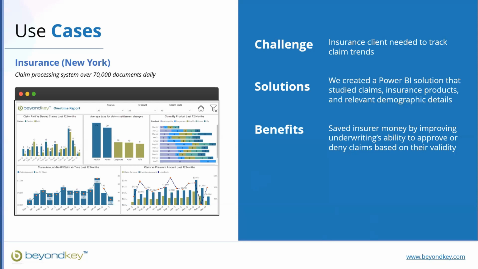So if you could take a look at all the different trends based on previous claims, and you can take a look at the different insurance products you have, along with relevant demographic details that help you understand what's going on with these trends, the insurer was able to save money because they had the ability to use all this information from these 70,000 documents coming in. They were able to study all these documents to help improve their claims ability. And they were able to say, hey, look, here's what we should do, approve or deny based on the validity of these claims.